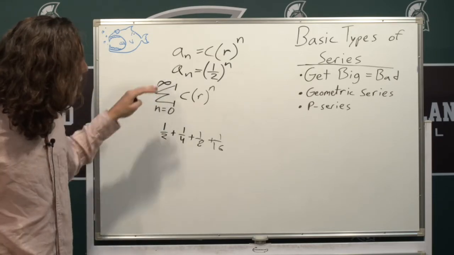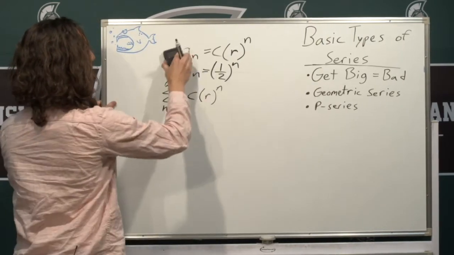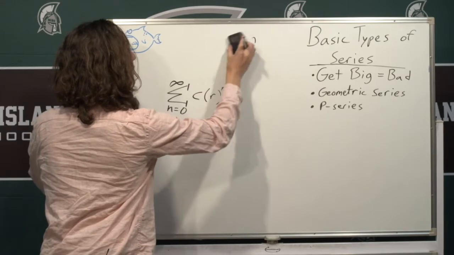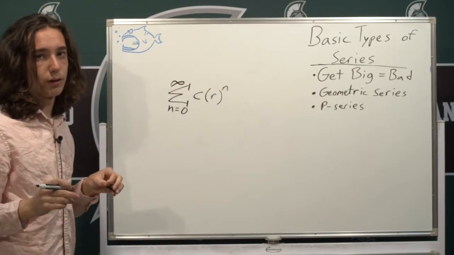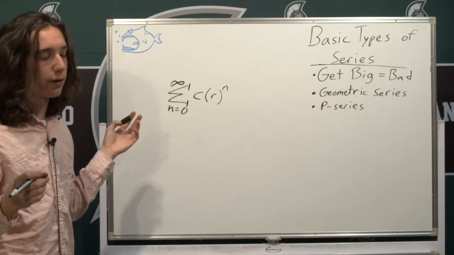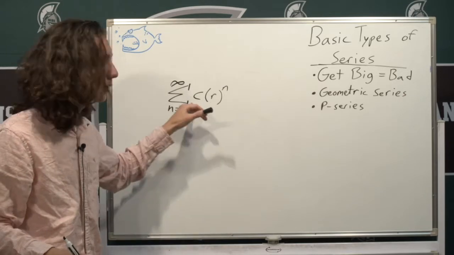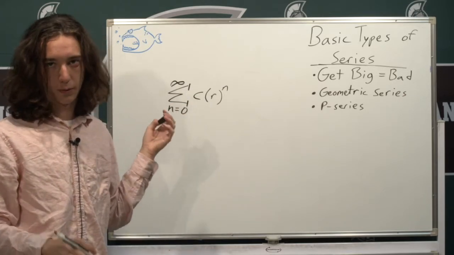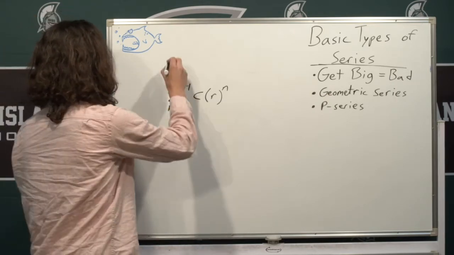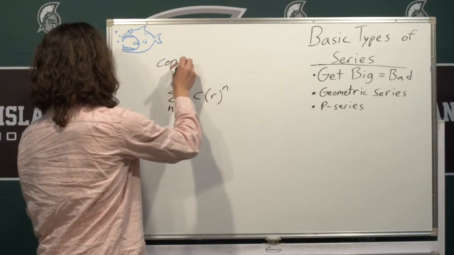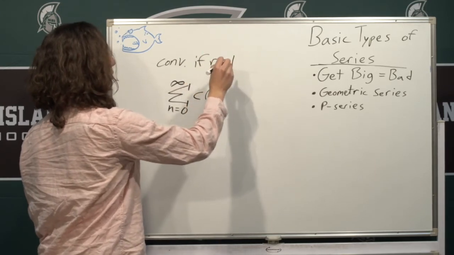And so these geometric series, this sum of c times r to the n, will converge if r is less than 1. And of course, you can't include 1 in that, because if r is 1, 1 to the nth is always 1, and so it's just going to be our constant added up over and over again, which is, of course, infinity. So this converges if r is less than 1.